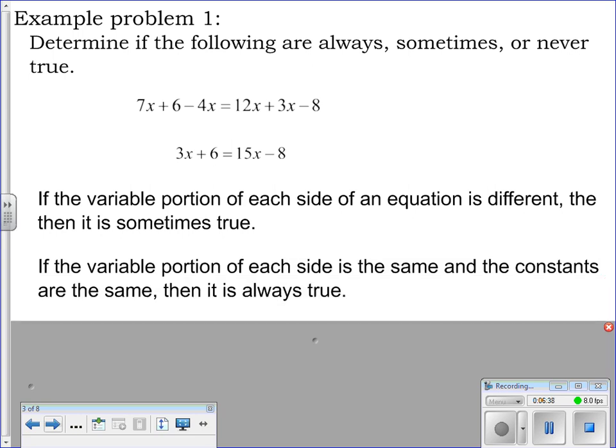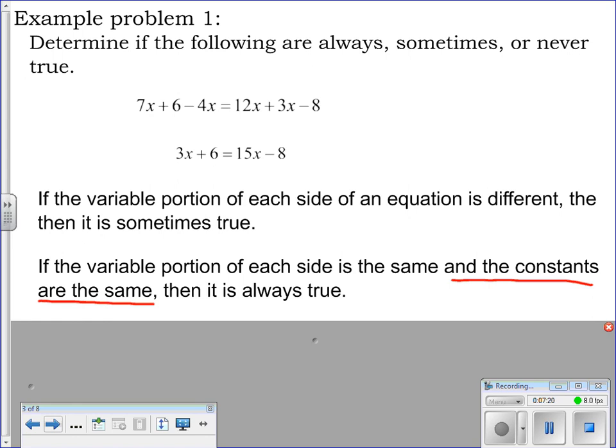Now, what if they aren't different? If the variable's the same and the constants are the same, then it's always true. If I get one thing on one side of the equal sign exactly the same as the thing on the other side of the equal sign, then it's always true. X can be anything. If I get 3x plus 5 equals 3x plus 5, well, 3x plus 5 always equals 3x plus 5, regardless of what x is. That's always true. Okay?